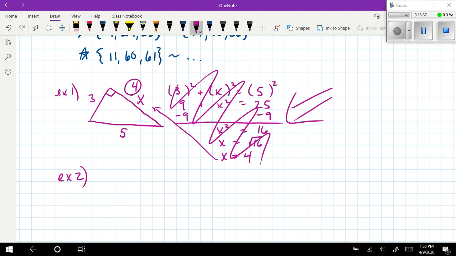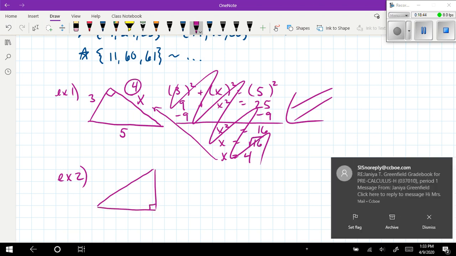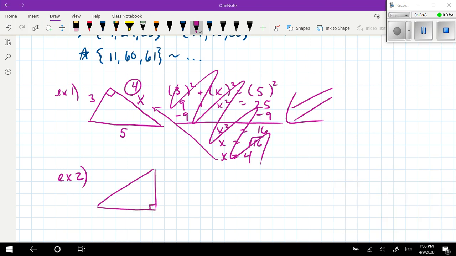Okay, here's another question for you. Let's see. I'm going to draw this triangle like this this time. And I am going to put a 24 here. I'm going to put a 32 here. And I'm going to put an x here. And I want you to find x.